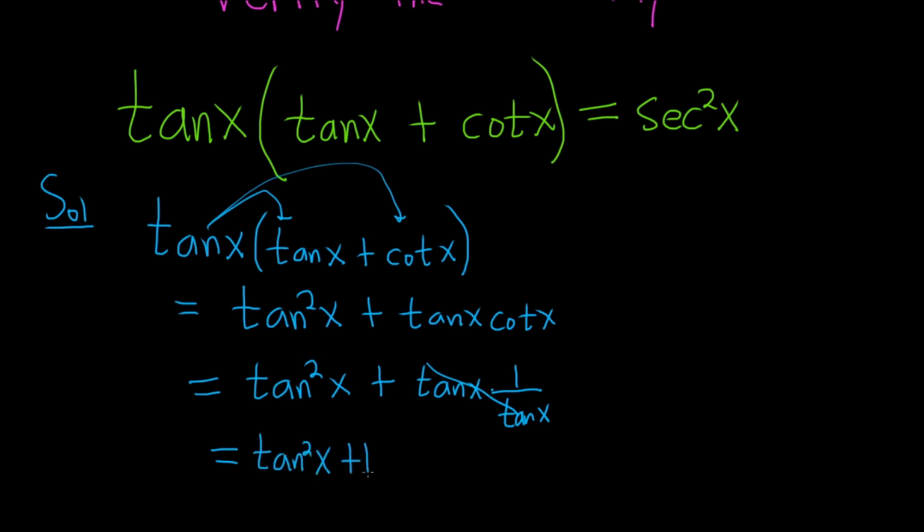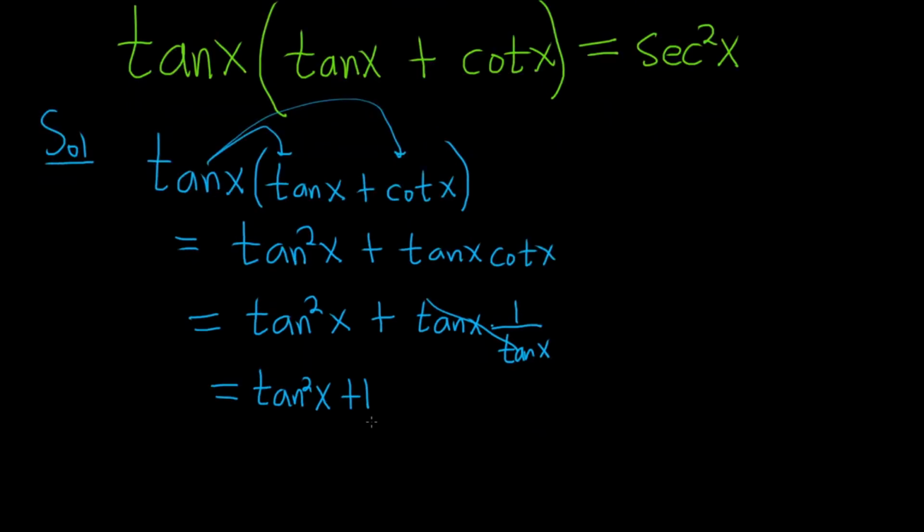So this is equal to tangent squared x plus 1. And this is an identity that's totally worth memorizing: 1 plus tangent squared is equal to secant squared x. And that's it. We started with the left-hand side, and through some math, we showed it was equal to the right-hand side. I hope this video has been helpful.